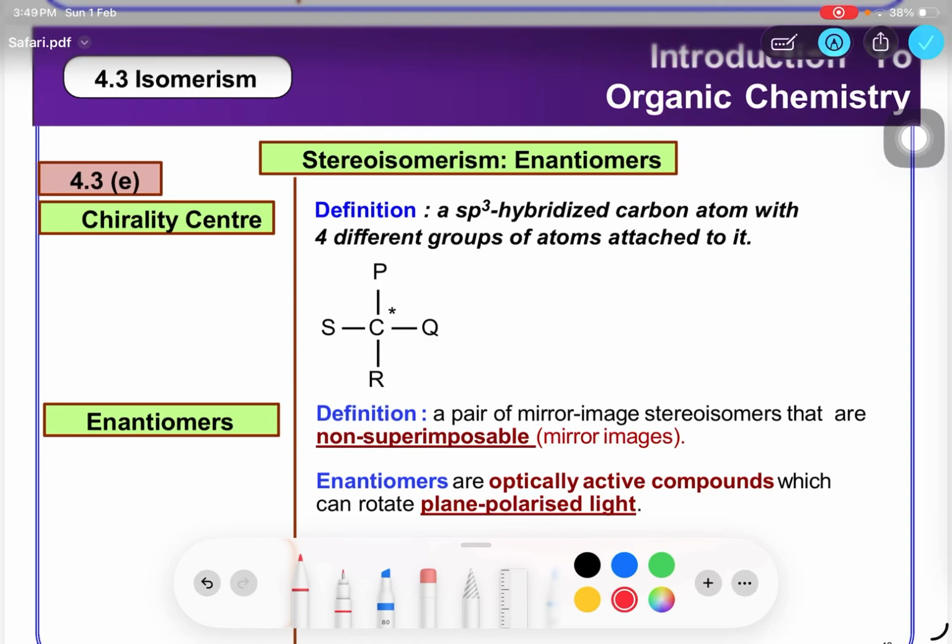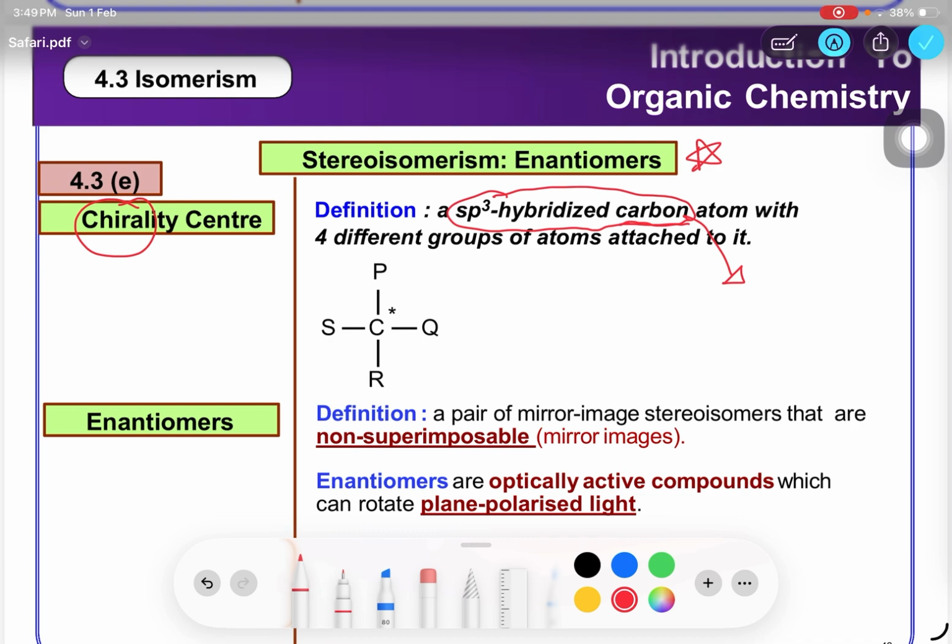Okay, let's continue with the next subtopic, which is related to enantiomers. Basically, we need to understand a few terms before we know how to identify enantiomers. First is the chirality center. Chirality center refers to carbon, but not all types of carbon, only sp3 carbon. And recall back to the classification of carbon.